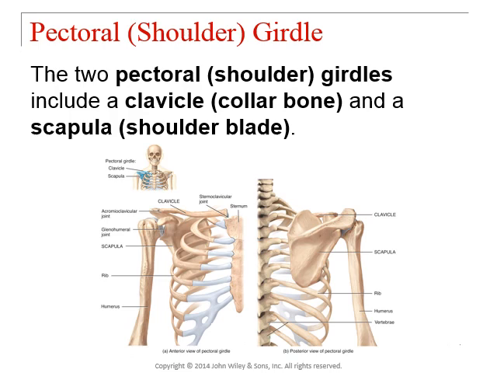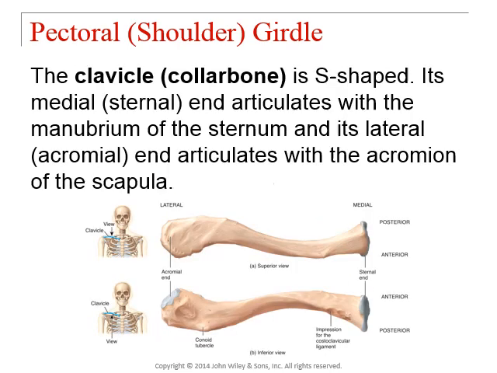The pectoral girdle is going to be comprised of two bones: you have the clavicle, otherwise known as the collarbone, on the anterior, and the scapula or the shoulder blade at the posterior. Here we look at the clavicle. It is an S-shaped bone. Here we see both a superior and inferior view.